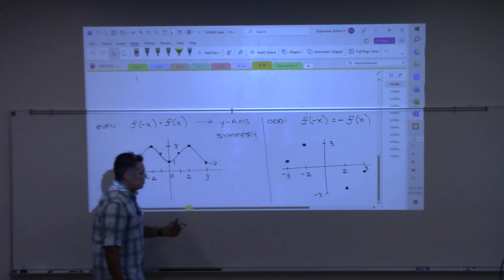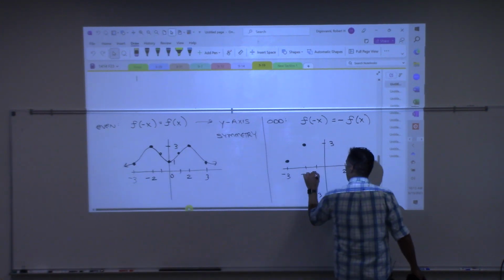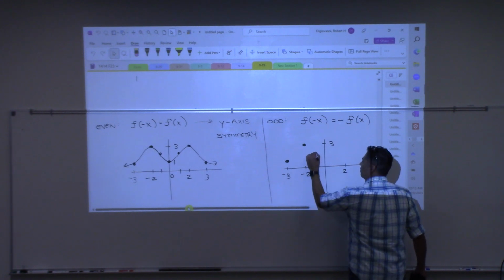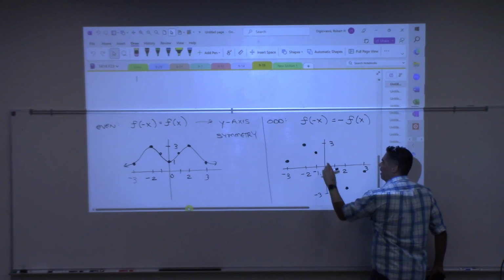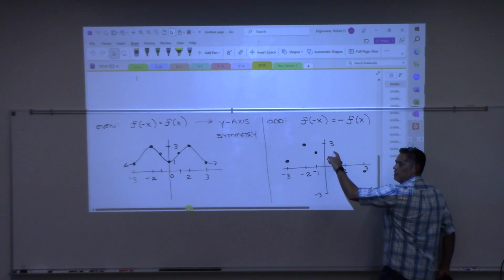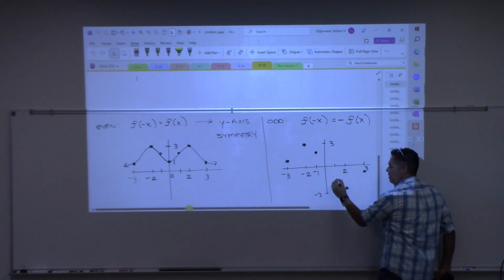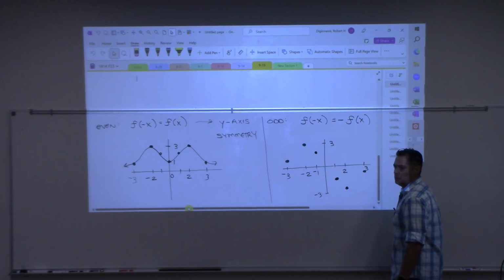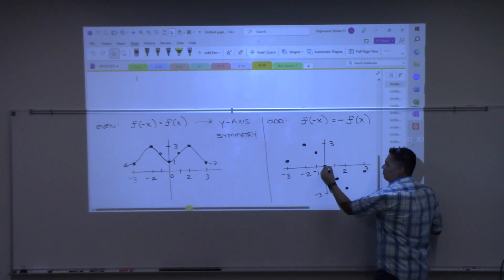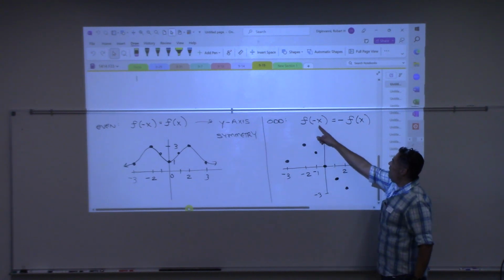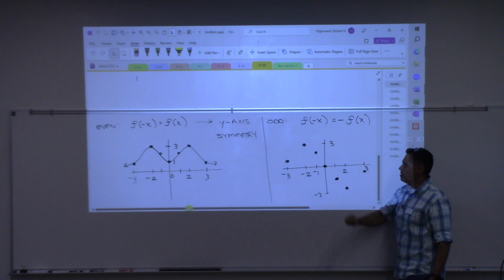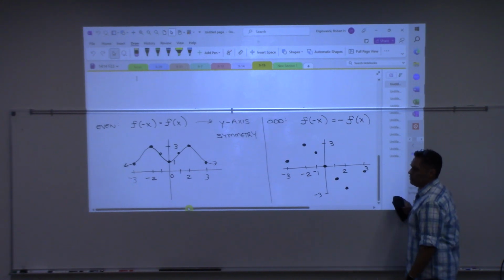Let me do another point. Let's say at -1 we were here. At +1 I would be that same distance, right? But down. So I'd be here. At 0, well, 0 is 0, right? Negative 0 is the same as +0. Do y'all see it?